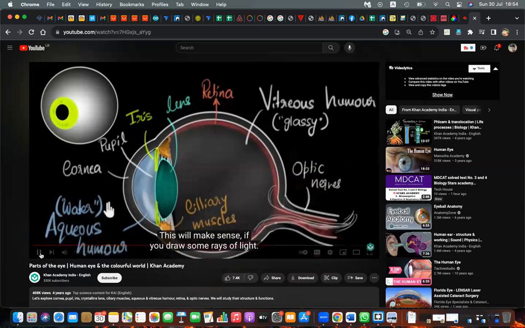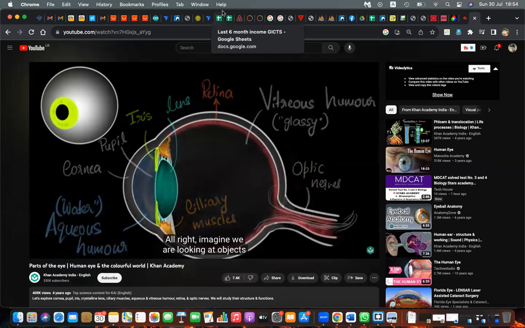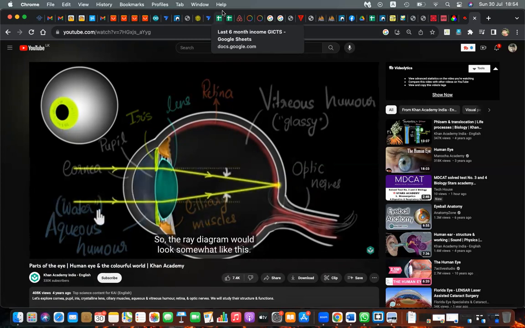This will make sense if we draw some rays of light. So let's dim all of these things and consider some rays of light. All right, imagine we are looking at objects which are very far away. Then the rays of light from that object will be parallel to each other. And in order to see it clearly, those rays must get focused onto the retina. So the ray diagram would look somewhat like this.